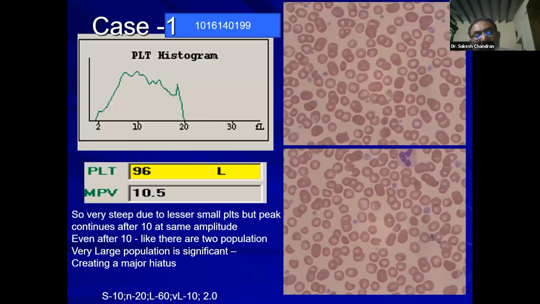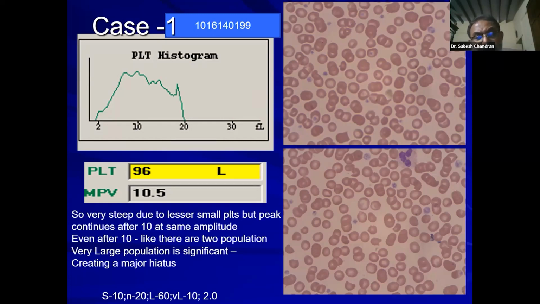So when there is no curve, for example, in this patient, there are a lot of large platelets. You can see the number of large platelets is very high in both the smears. Platelet count is 96,000. The events are actually increasing between 10 and 20 femtoliters. And after 20 femtoliters, the curve fit is not going to happen because the distribution is abnormal. The cell counter is confused. It will not accommodate for this.